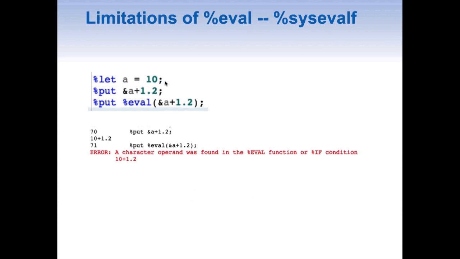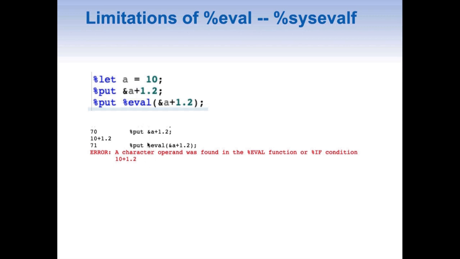Here I am saying %let a equal to 10, and then here I am doing %put &a plus 1.2, and I'm also doing %put %eval(&a plus 1.2). Here &a plus 1.2 gives 10 plus 1.2, that is, our &a gets resolved to 10, and then we have 1.2, and we also have the plus symbol in here. Here it is a simple straightforward macro variable resolution.